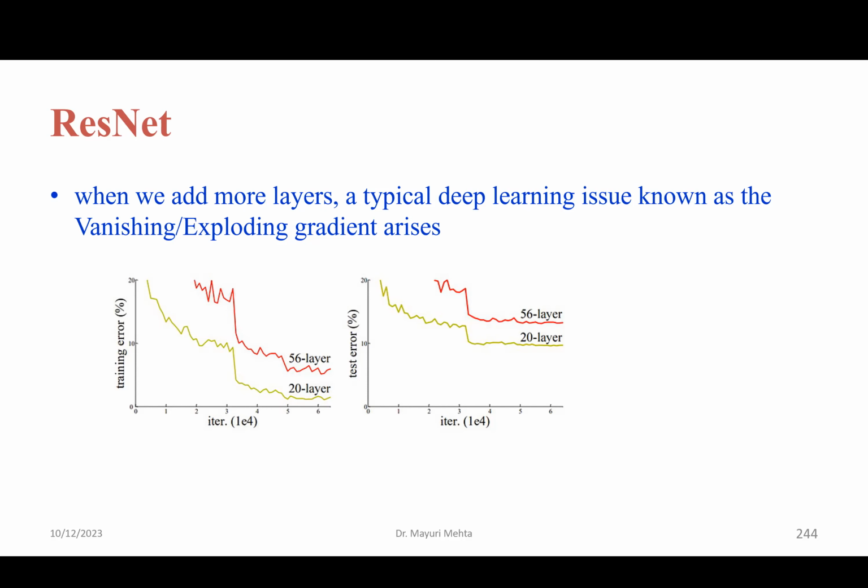It was proposed in 2015, in the publication Deep Residual Learning for Image Recognition. This is the title of that publication. This is the work proposed by four authors, and they created a particular kind of neural network, which is known as ResNet or residual network. ResNet stands for residual network.